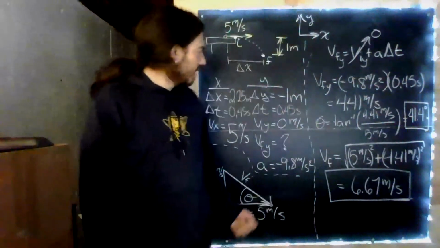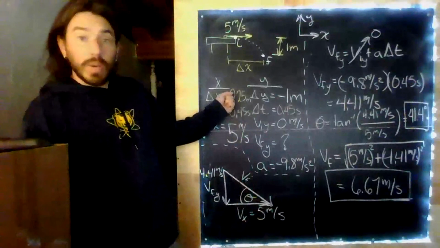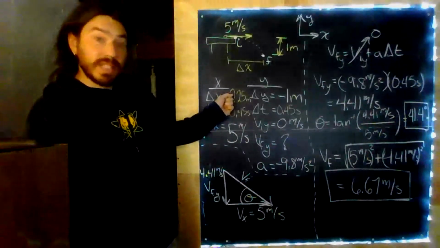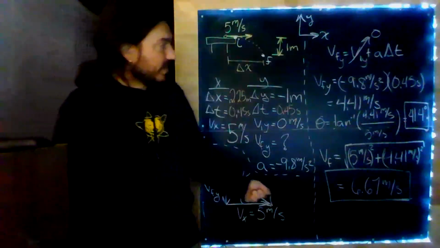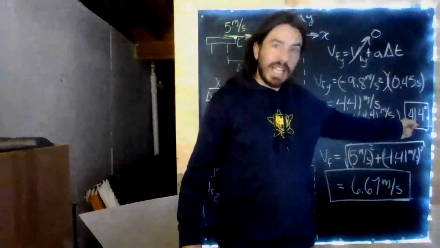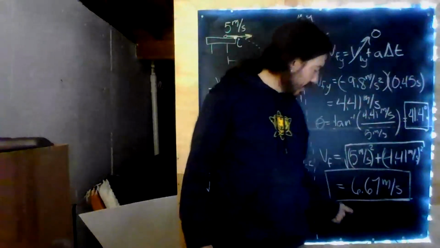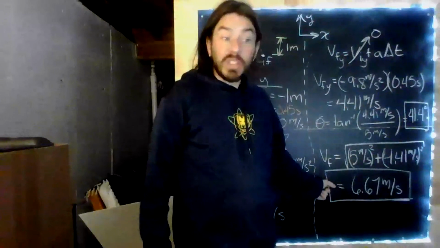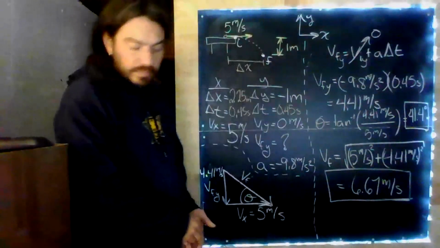Okay, so there we go. We've answered all of the questions. We've answered how far it went, how far from the table leg did it land. We've answered what is its impact angle, and at what speed does it hit the ground.